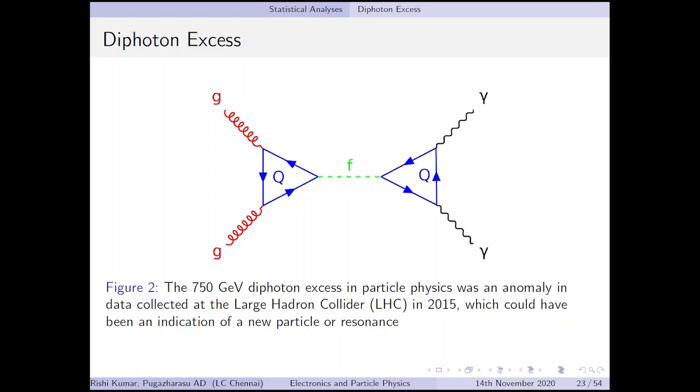The diphoton excess in particle physics was an anomaly that was found in 2015, which we thought was an indication of a new particle resonance. But in the end, we are still yet to find out whether it was a statistical anomaly or whether we actually found the particle. We are not yet sure. But this diphoton excess essentially implies a particle called the digamma, which essentially decays into two photons, which is called the diphoton excess.